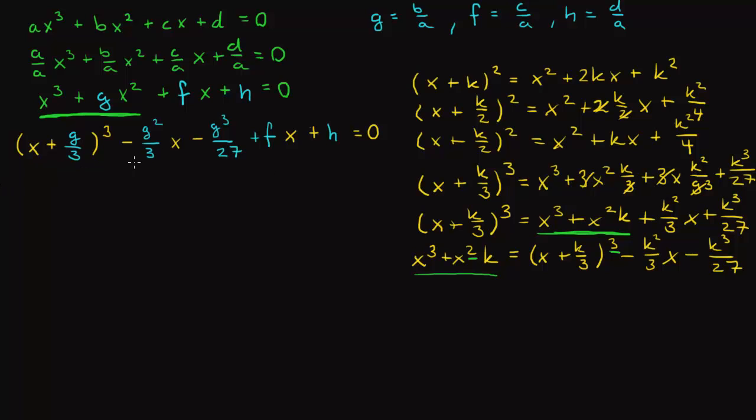So what are we going to do now? We're going to group our terms, our x terms and our constants. We're just going to regroup all of this. So what do we get? We get x plus g over 3 to the third, plus, we're going to factor out the x, so what we're left with is f minus g squared over 3 times x. And then we're just going to add all of our constants, so we have plus h minus g to the third over 27. And all of this is still equal to 0.